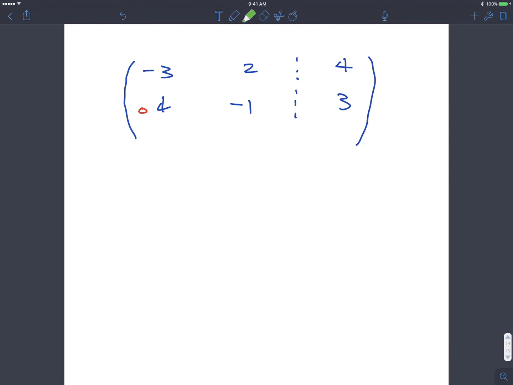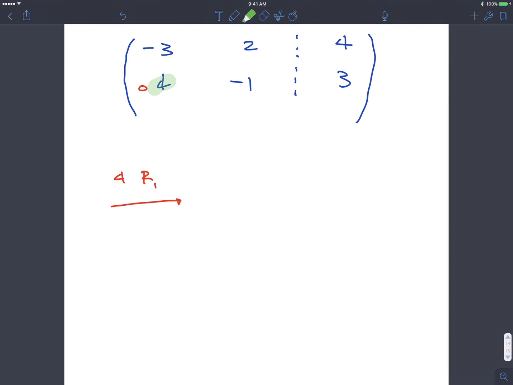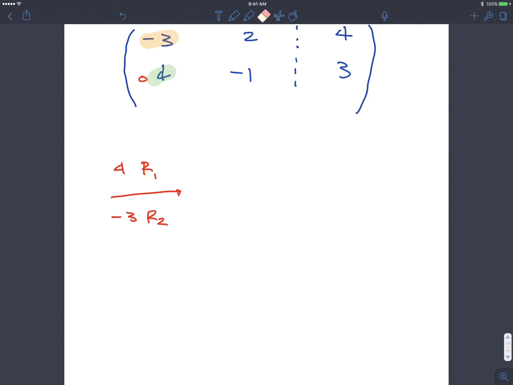We're going to take 4 and multiply that 4 with every entry in row 1. We're also going to take negative 3. We're going to multiply every entry in row 2 by negative 3. So I'm going to change now 2 rows here, somewhat at the same time. So we're multiplying by opposites here. We're going to use negative 3 times every entry in row 2, and we're going to use 4 times every entry in row 1.